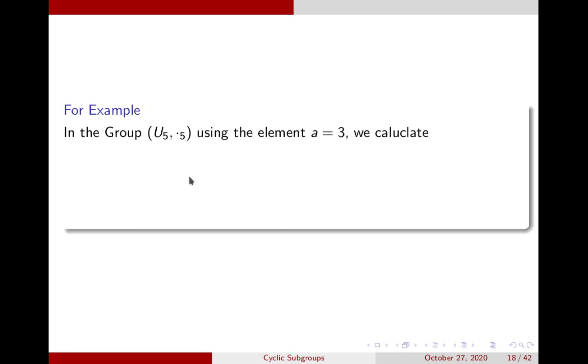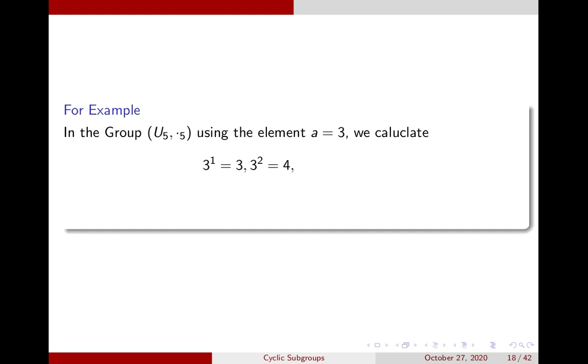So why don't we try an example? We'll go to the group U sub 5 under times sub 5 and use the element a equals 3. So we're going to calculate positive powers of 3 until we get the identity. 3 to the first is 3 in this group. 3 to the second is 3 times sub 5 3, which is 4.